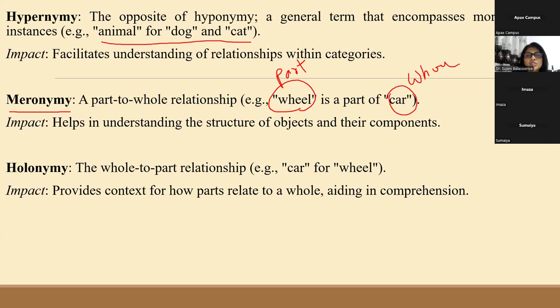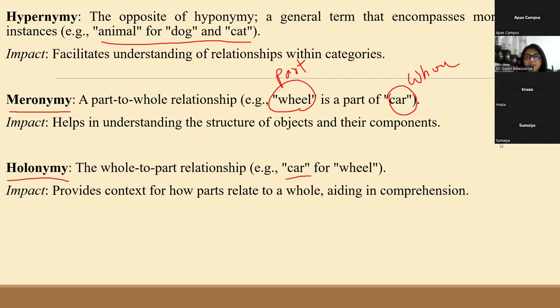So if you are using wheel instead of car, that means a meronymous relationship is there, a part to whole relationship. So this helps in understanding the structure of objects and their components. Normally there are so many objects, so we can get a clear understanding of what these objects are made of, what the parts are, and how we can use these parts to indicate the whole thing. Normally in using the English language, we do so, right? And holonymy is the opposite of meronymy, the whole to part relationship, using car for wheel like that.